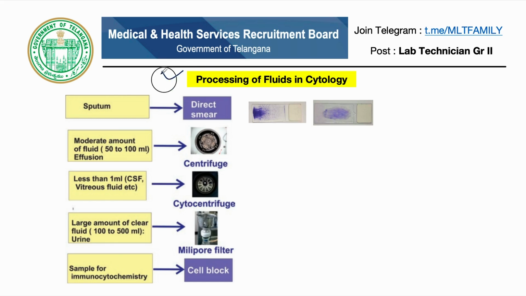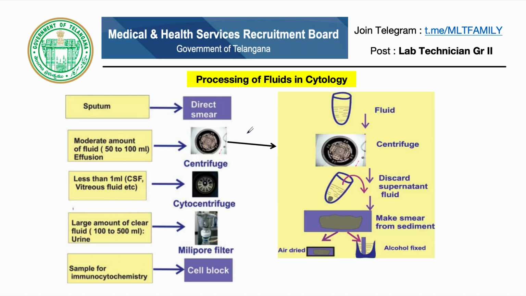Now, processing of fluid samples in cytology. Suppose it is sputum, we can make a direct smear or a crushed smear, as I explained in the histopathology class. If a moderate amount of effusion comes, 50 to 100 ml, you just centrifuge it, discard the supernatant, and make a smear from the sediment. You fix it in alcohol based fixative, or air dry it for Romanowsky stain or Pap stain, etc.